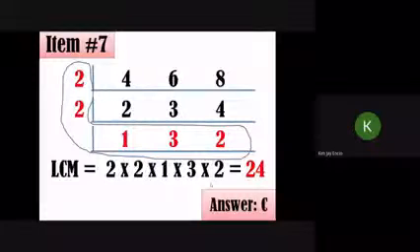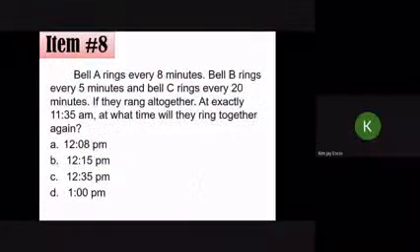Next, let's have number 8. Bell A rings every 8 minutes, bell B every 5 minutes, and bell C rings every 20 minutes. If they rang all together at exactly 11:35 a.m., at what time will they ring together again? 12:08, 12:15, 12:35, or 1 p.m.? What do you think?